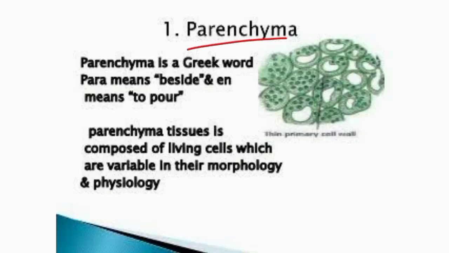What is parenchyma? Parenchyma is a Greek word. Para means beside and enchyma means to pour. Parenchyma tissues are composed of living cells which are variable in their morphology and physiology. These parenchyma cells are present in various types of morphology. Some are circular, some are angular, and accordingly they are called circular parenchyma or angular parenchyma.